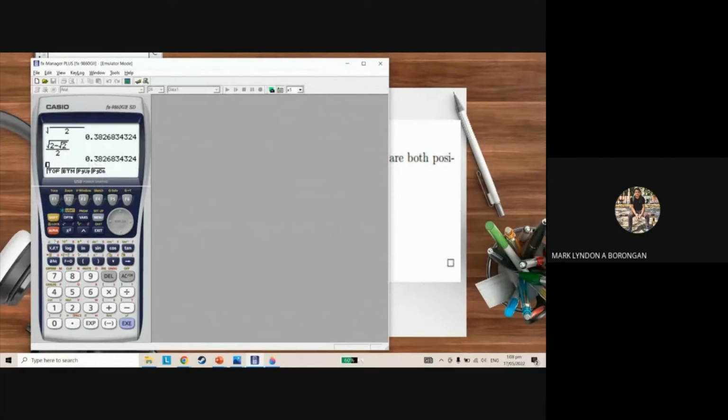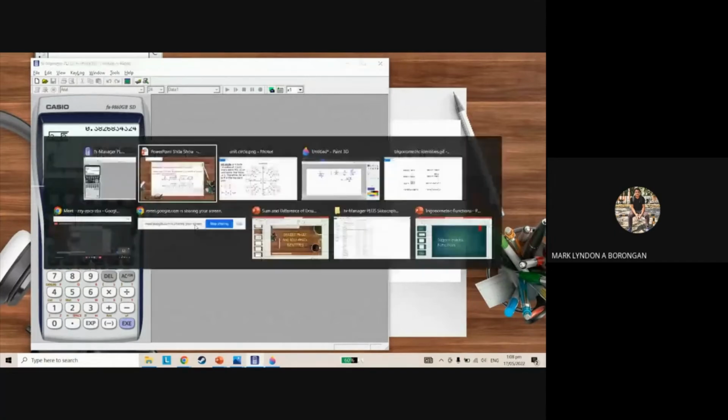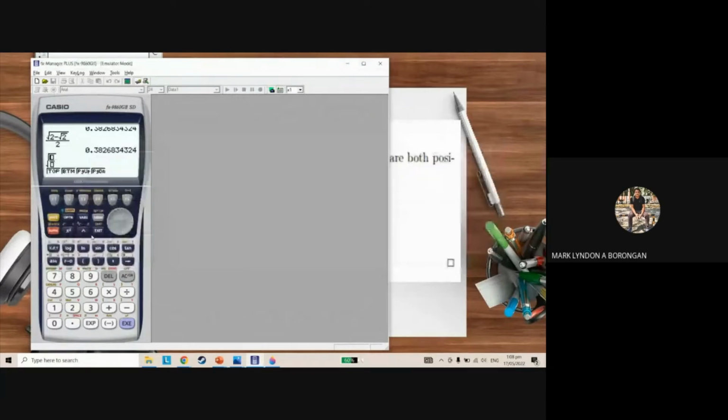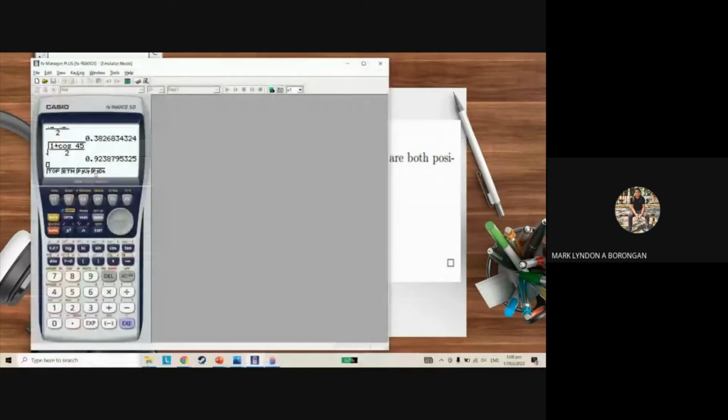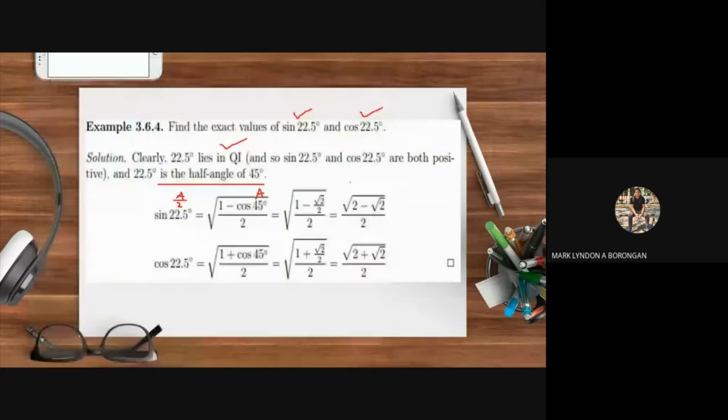So the square root of 1 plus the cosine of 45, divided by 2. When you input it in the calculator, you'll have 0.9238. Okay? So that is how we solve it.